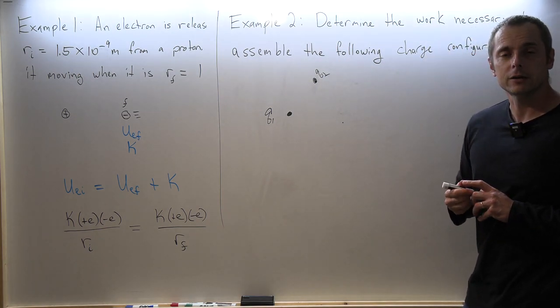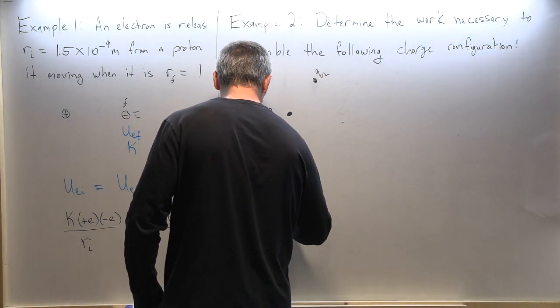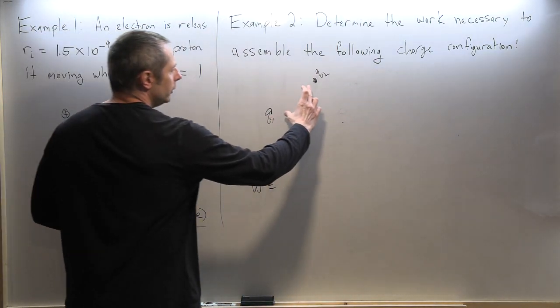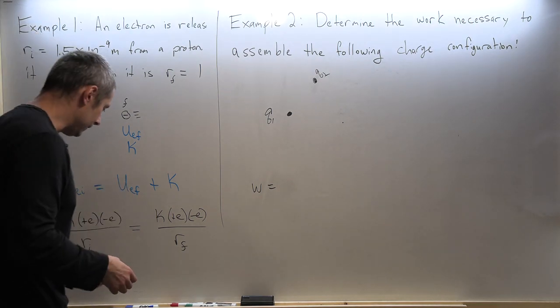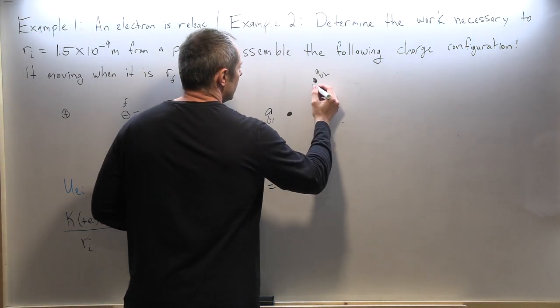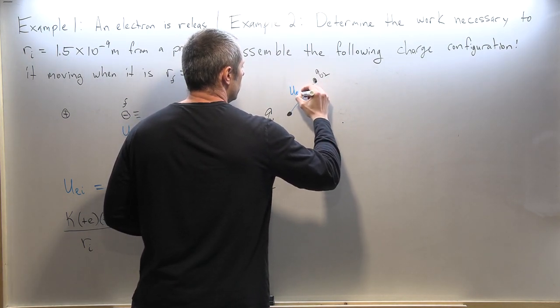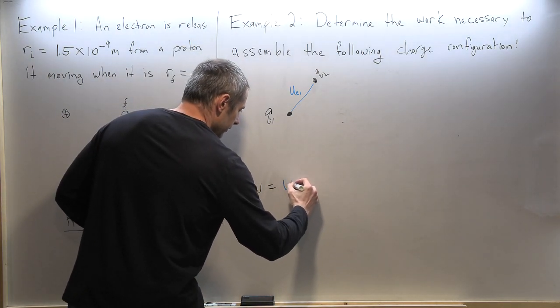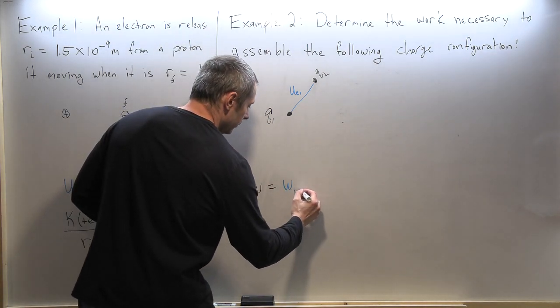I got that there. But the amount of work will be the electrical potential energy, because that's what potential energy is. It's the work from infinity in. So this is U electrical 1. And so, well, I'm kind of getting ahead of myself. So that's the work between charges 1 and 2.